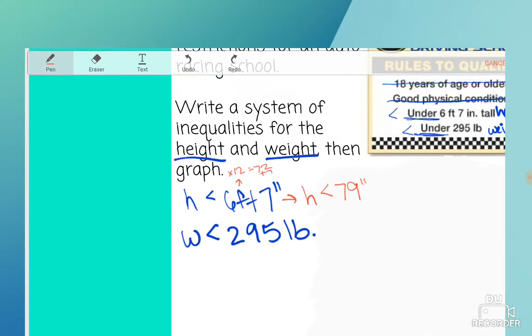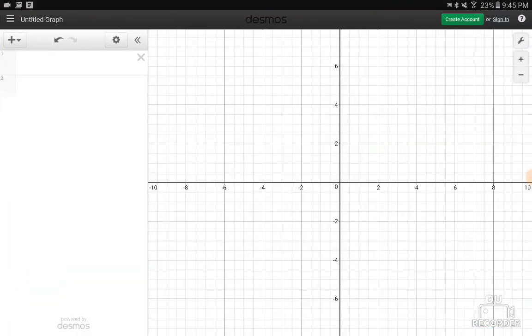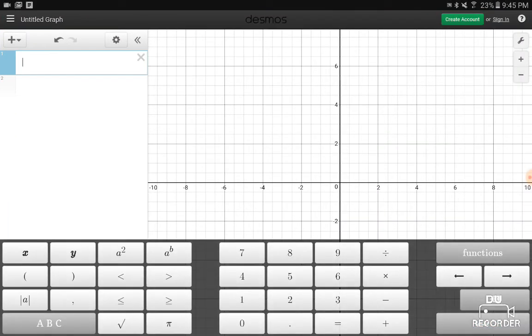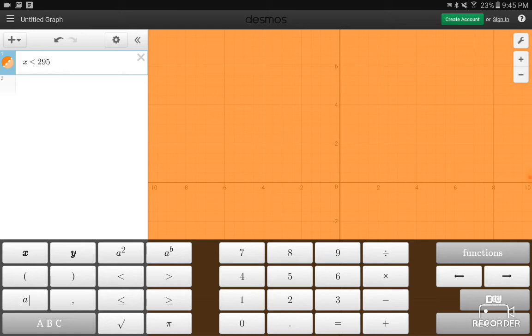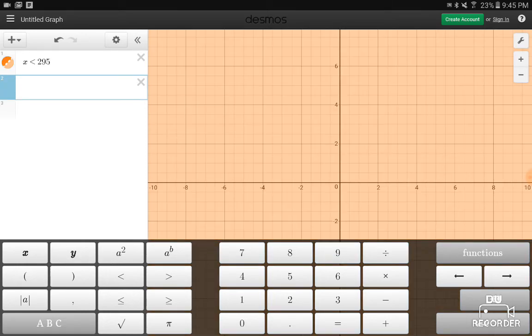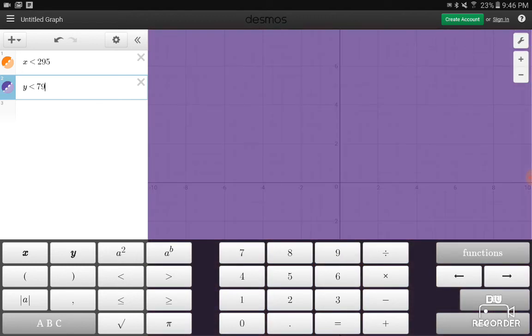Okay, so I'm going to switch over to Desmos now. I don't feel like making a graph that big. So I'm going to start with the weight. I'll use that as X. So X has to be less than 295. Just typing it in using the symbols on Desmos. And then Y has to be less than, so I already did the weight, so this must be the height. So Y has to be less than, we said it's 79 inches.